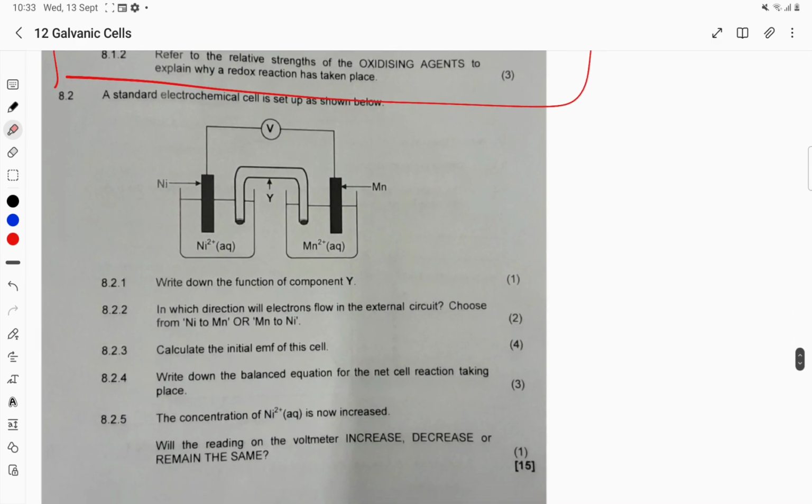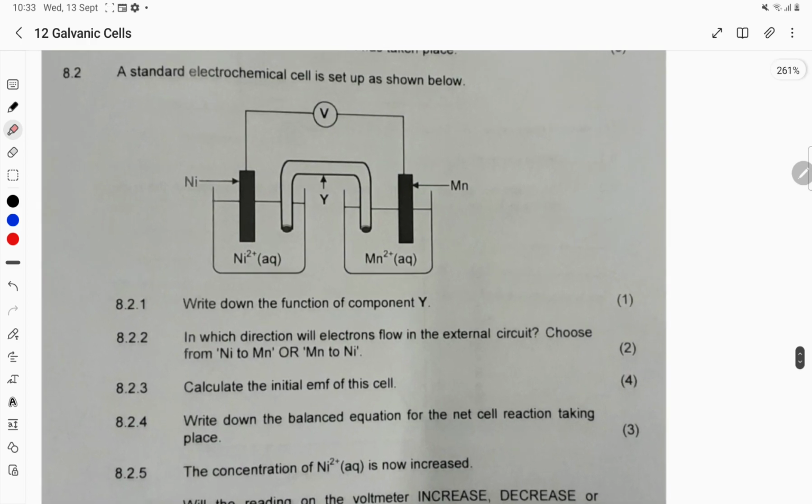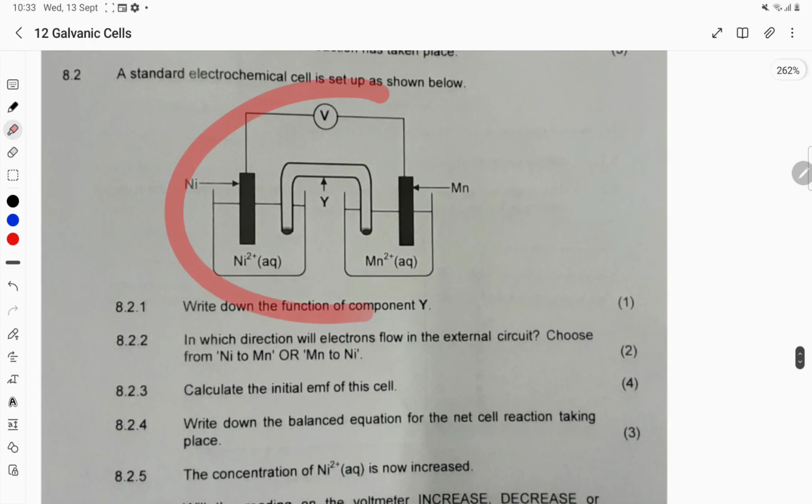Okay, so let's take a look at the next question. That wasn't too bad. Standard electrochemical cells are set up here. Take a look at this picture so we can figure out what's happening. All right, so before I even read the questions, I will take a look at my reduction potentials. We have Ni going to Ni2 plus and Mn going to Mn2 plus. So let's find them quickly.